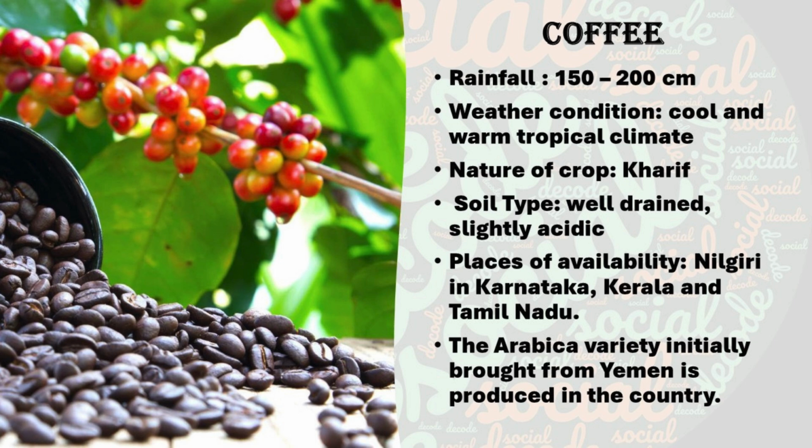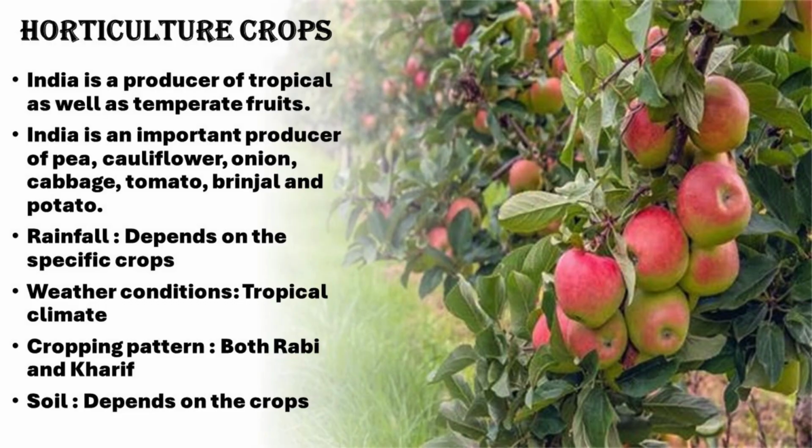India's coffee is especially popular in Europe for its unique flavor. The next is our horticulture crop. The word horticulture comes from the Latin word hortus, which means garden, and cultura, which means cultivation. So horticulture means the cultivation of garden crops, especially fruits, vegetables, flowers, and ornamental plants.